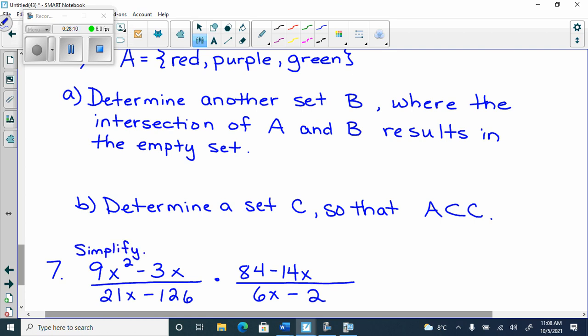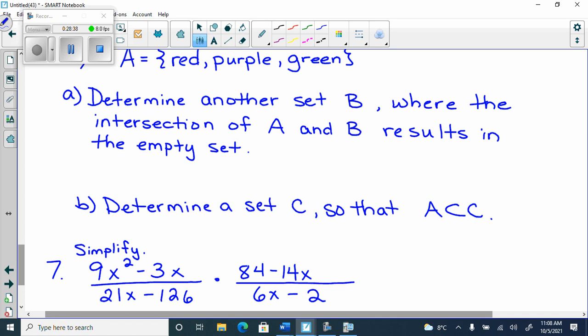So we're going to discuss number 6 here first. If A is the set red, purple, green, what does set B have to be so that the intersection, which is and, of A and B would result in the empty set? So what must B not contain?